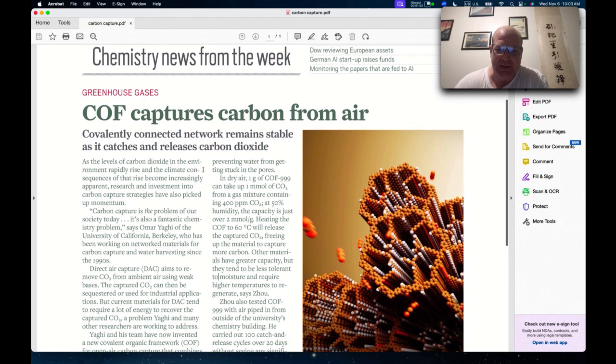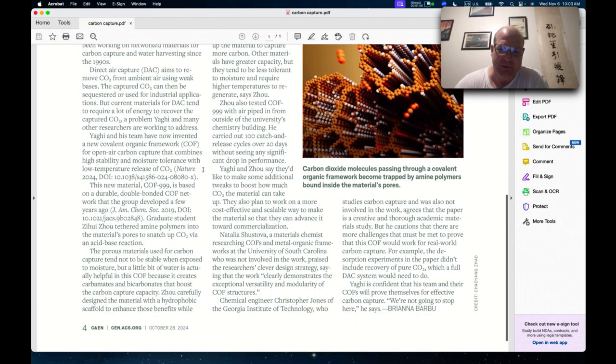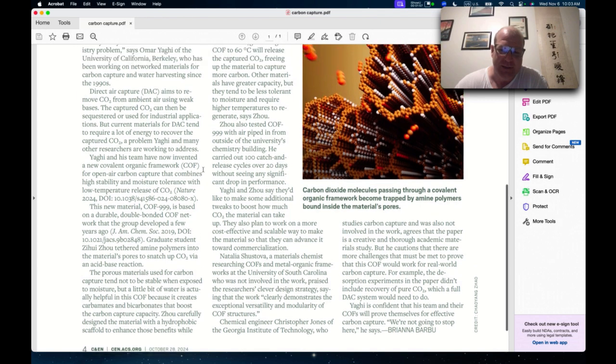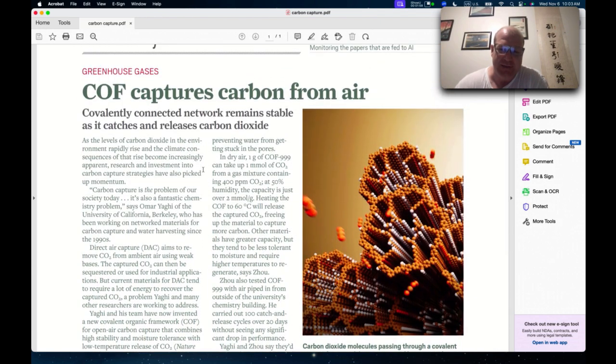They say this is for carbon capture from the environment, as a greenhouse gas. I think this is a great discovery because I think it has implications in other things. We do carbon capture in other things.